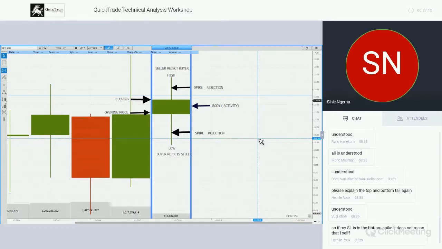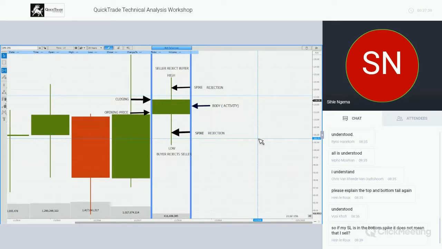No, no, no. If your stop loss is below the bottom spike, you will still sell only if your position is a buy. If your position is a buy, then if your stop loss is below the spike, you will be selling those shares once we hit your stop loss.